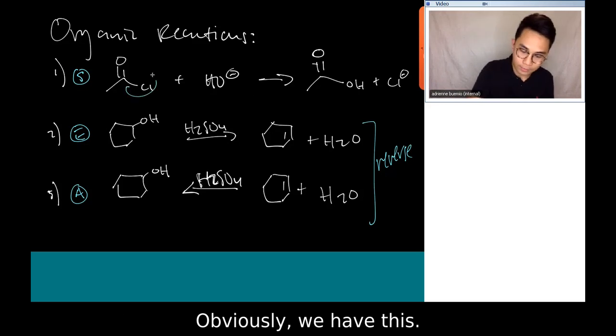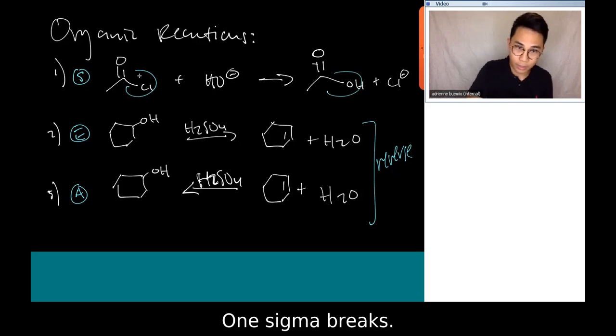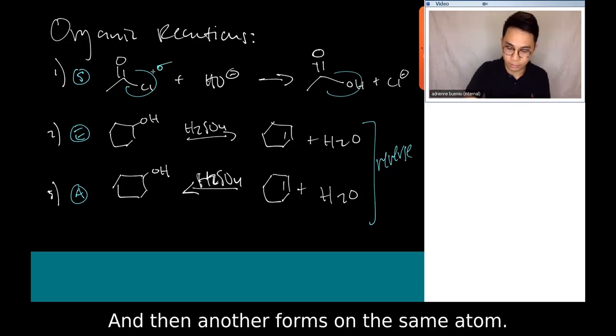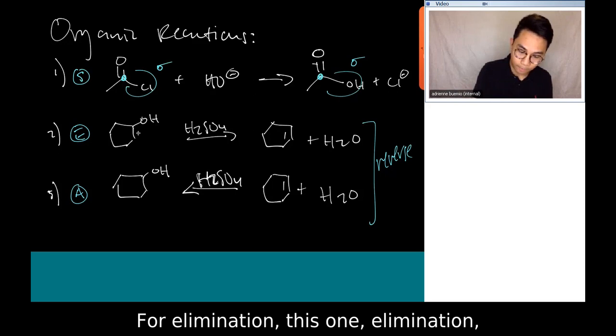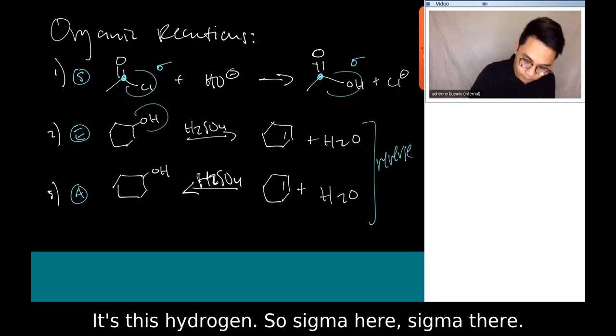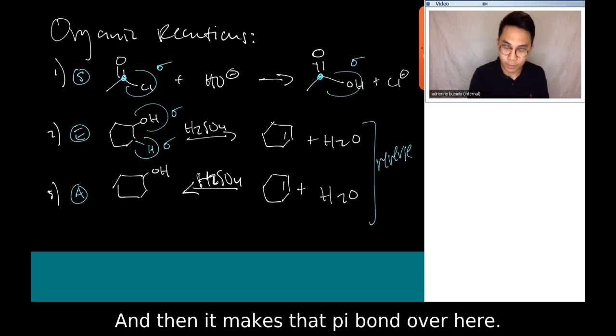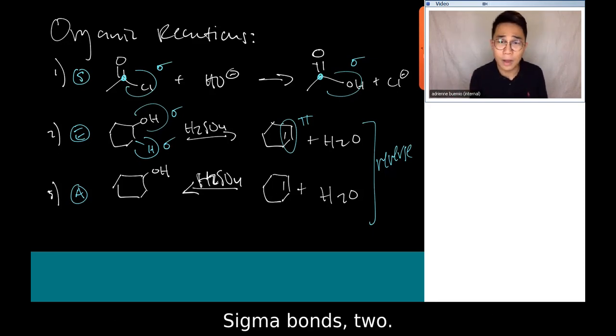Obviously, we have this, right? And what did we say about substitution? One sigma breaks, and then another forms on the same atom. For elimination, we know two sigma bonds break. So what's the other sigma bond that breaks? It's this hydrogen. So sigma here, sigma there, and then it makes that pi bond over here. So don't forget about the hydrogens, they are sigma bonds too.